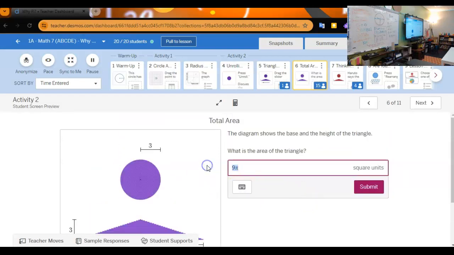Or you could do the multiplication, and what's 9 pi equal to? 28.27. Sure, yeah, so if you want to do the math, or you could just do 9 pi.